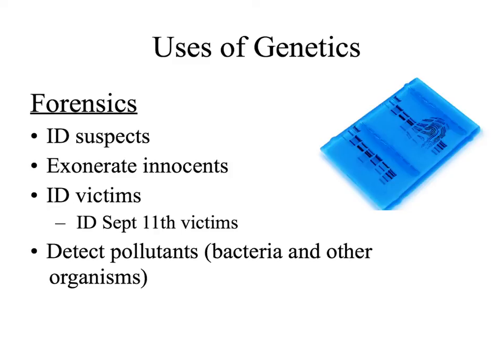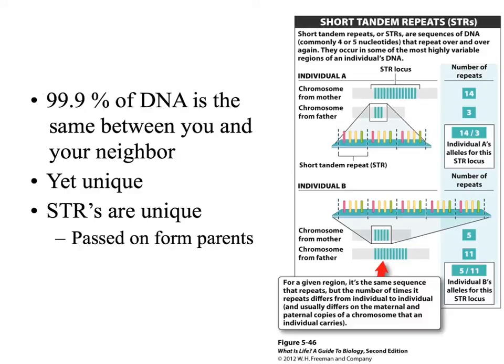In forensics, DNA evidence is often in the form of a DNA fingerprint. We can use this to identify suspects, exonerate innocents, ID victims in situations where bodies are unrecognizable, and even detect pollutants such as bacteria or other organisms in waterways or soil. To create a DNA fingerprint, we have to figure out regions that are unique in each DNA strand.